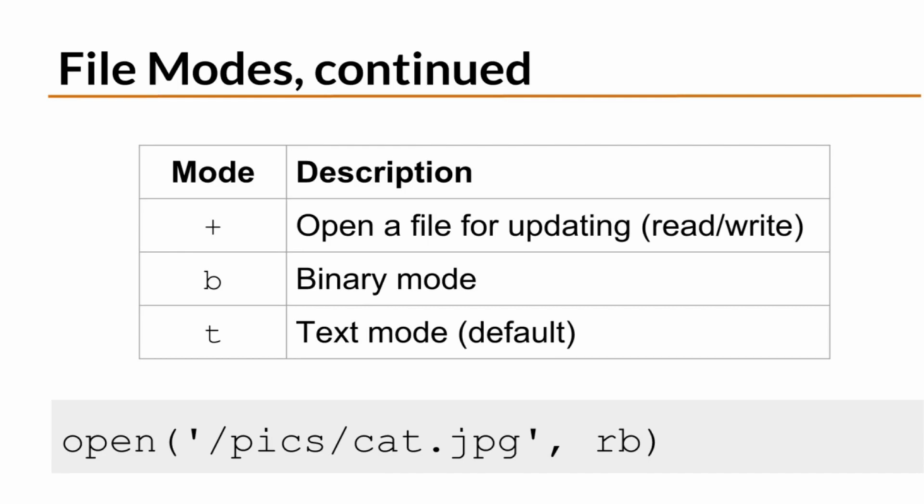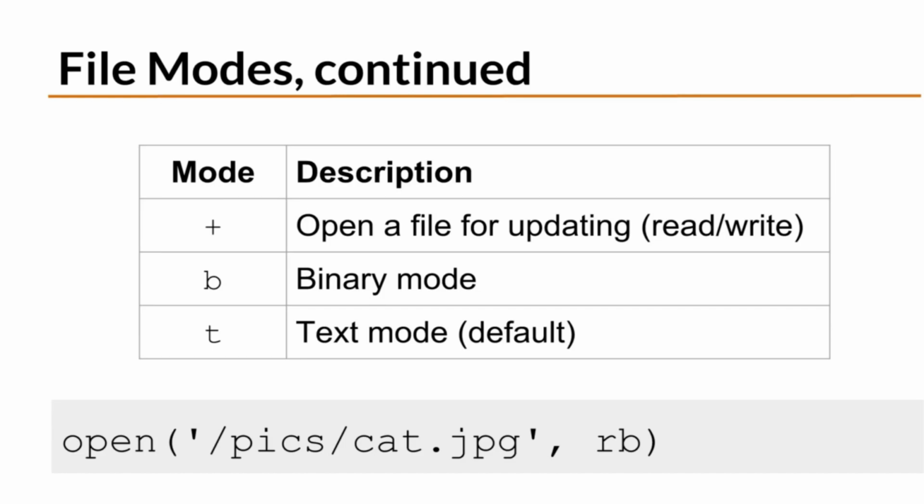You can also specify if the file you're working with is a text file or a binary file. By default, all files are opened as text files unless otherwise specified. Simply append a T or B to one of the read or write modes. For instance, to open a file for reading in binary mode, use RB. To append to a binary file, use AB.